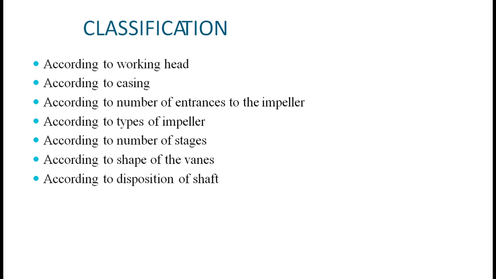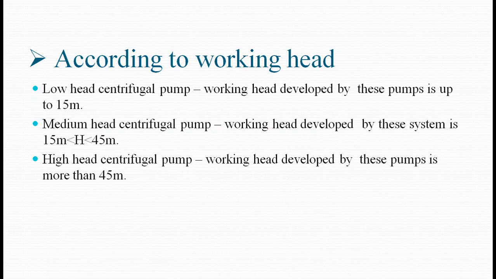Then the classification: according to working head, according to casing, according to number of entrances to the impeller, according to type of impeller, according to number of stages, according to the shape of vanes, and according to the disposition of shaft. The first one is according to the working head. A low head centrifugal pump develops a working head of up to 15 meters. A medium head centrifugal pump develops a head between 15 meters and 45 meters. And the last one is the high head centrifugal pump, which develops a working head of more than 45 meters.